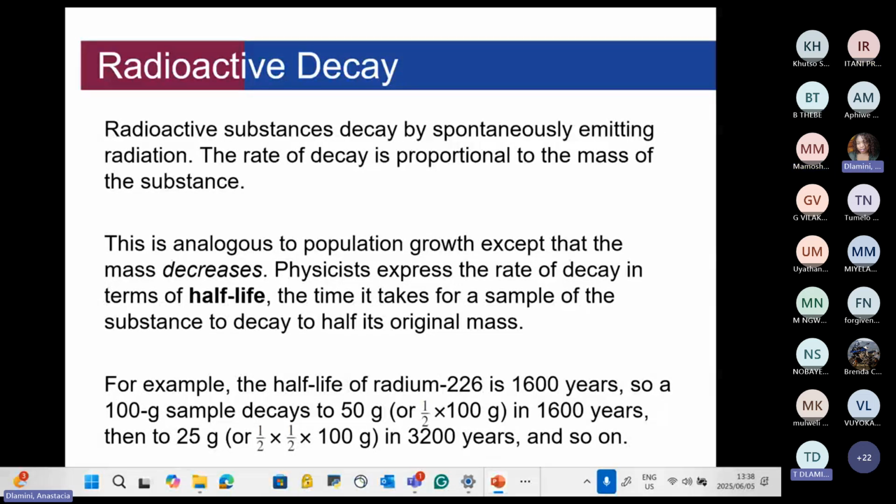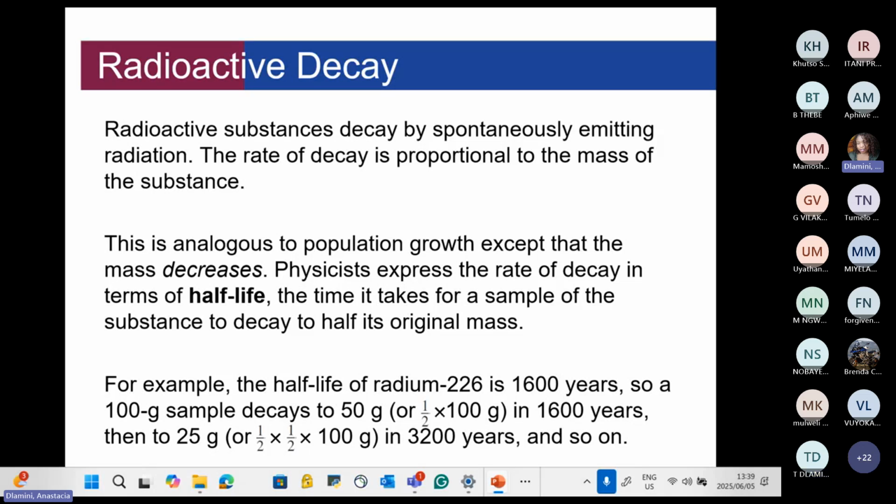Okay, so for example, the half-life of radium-226. We don't know what radium-226 is, we know it's one of those materials, but it's radium-226. In 1,600 years, a 100-gram sample of that radium will decay to 50 gram, meaning that it will be half of its original in 1,600 years.